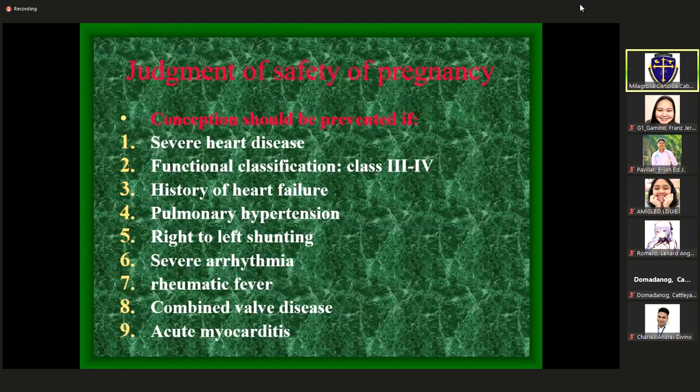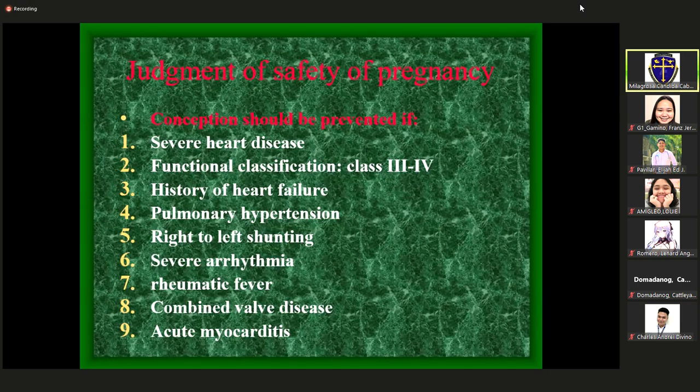So, judgment of safety of pregnancy. Conception should be prevented if there would be severe heart disease. If she is diagnosed with severe heart disease, she should not get pregnant. Functional classification, class 3 and 4. So this would compromise not only the mother but also the baby inside the womb.